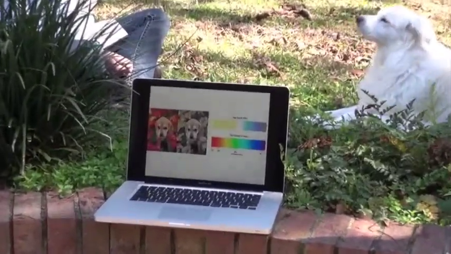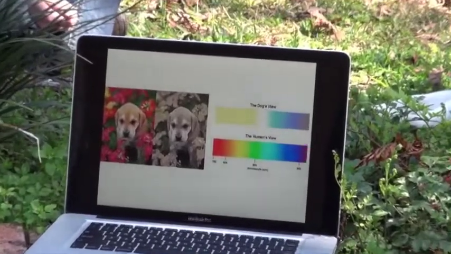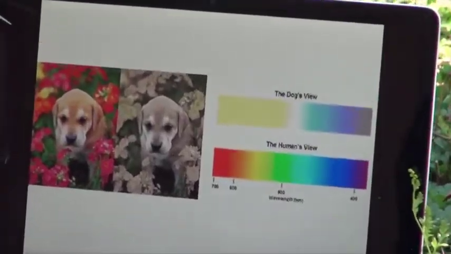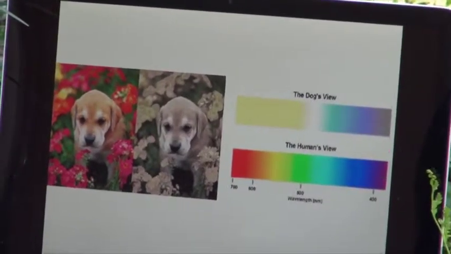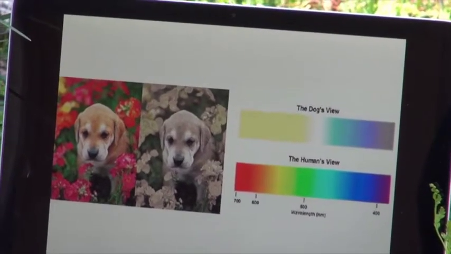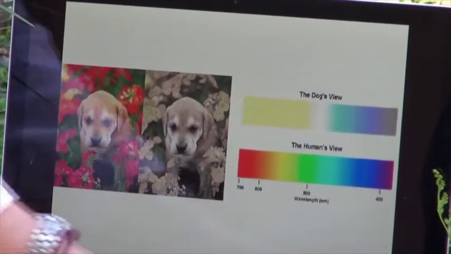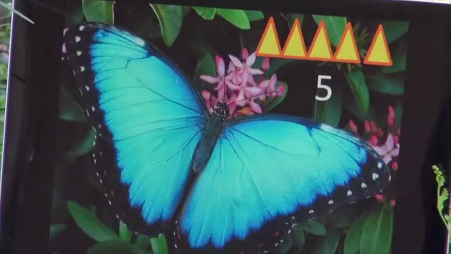On the left-hand side, there's the image of what a person will see. On the right-hand side, it's what a dog would see. You notice that all the colors of red have dropped out of the picture. Some animals have even more cones and can see colors that we can't see.